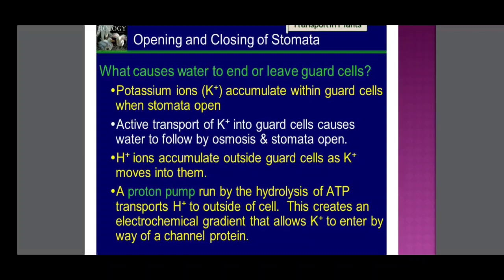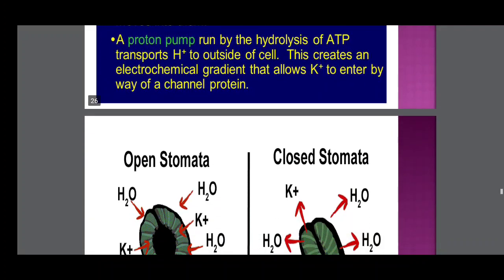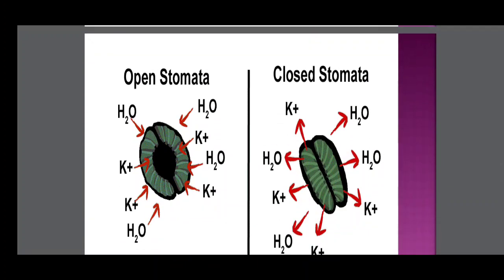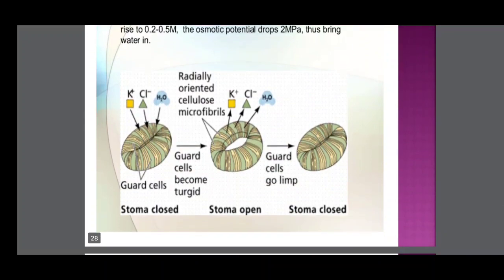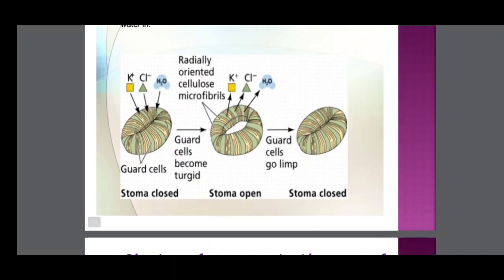Potassium ions enter into the guard cell, and at the same time protons exit from the guard cell to the subsidiary cells. This is the open stomata. H2O enters the guard cell, potassium ions enter the guard cell. This is the opening of the stomata. Closed stomata: potassium goes outside from the guard cells, water molecules go outside from the guard cell. That is the closed stomata. This is the stomata closed, open.